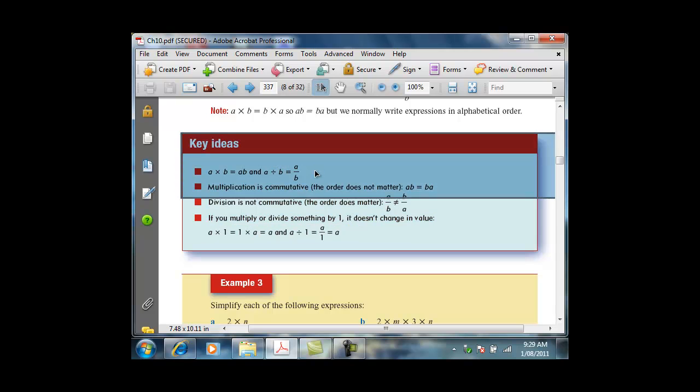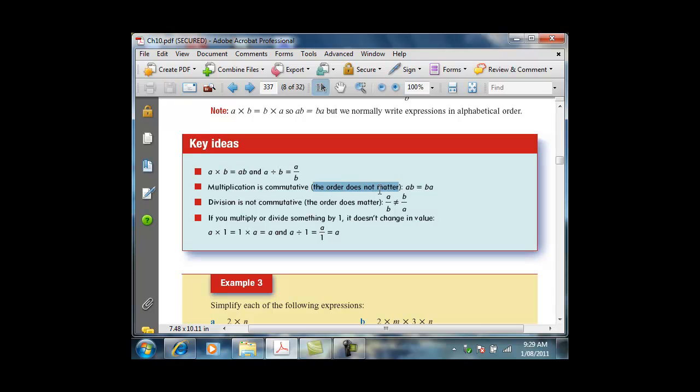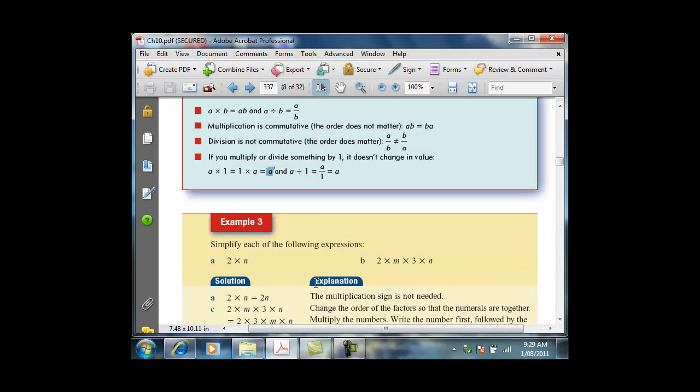A divided by B is the same as A upon B. Multiplication is commutative. That means the order does not matter. A times B is the same as BA. Division is not commutative. And if you multiply or divide something by 1, it does not change it in value. So A times 1 is the same as 1 times A, which is the same as A. And so with division, if you divide something by 1, the value remains the same. A divided by 1 is equal to A upon 1, which is A.